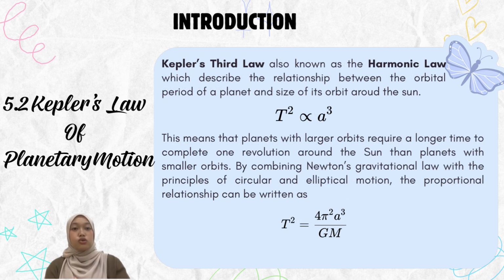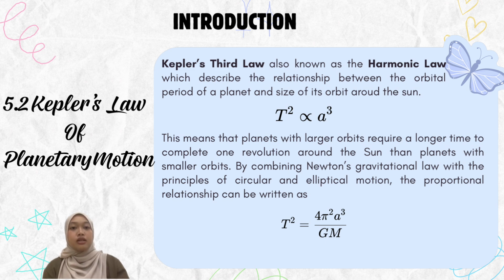Kepler's third law, also known as the Harmonic law, describes the relationship between the orbital period of a planet and size of its orbit around the Sun. The law stated that the square of the orbital period is directly proportional to the cube of the semi-major axis of the elliptical orbit. This means that planets with larger orbits require a longer time to complete one revolution around the Sun than planets with smaller orbits.